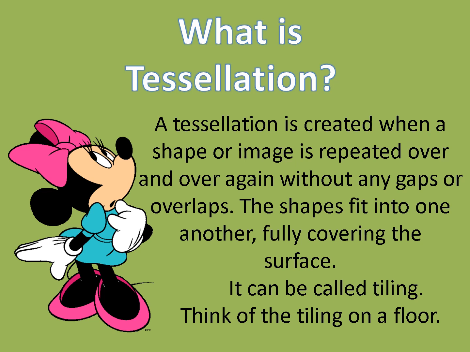What is tessellation? A tessellation is created when a shape or image is repeated over and over again without any gaps or overlaps. The shapes fit into one another, fully covering the surface. It can be called tiling. Think of the tiling on a floor.